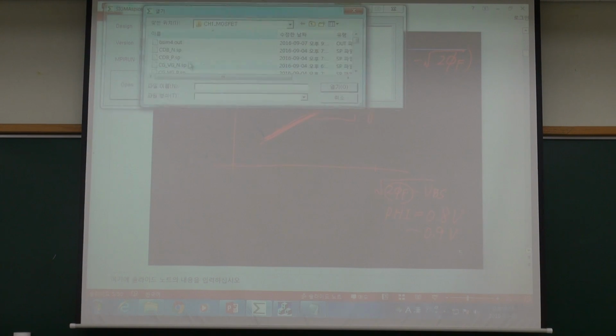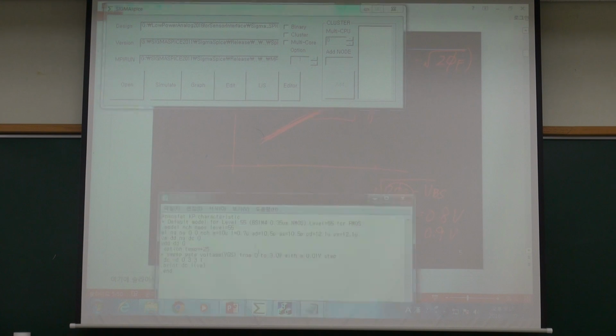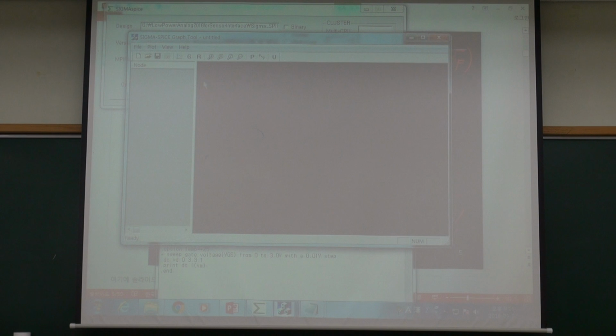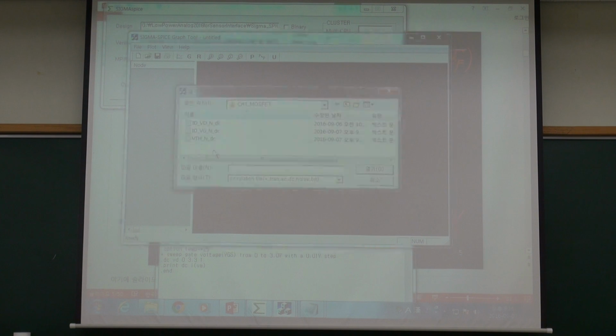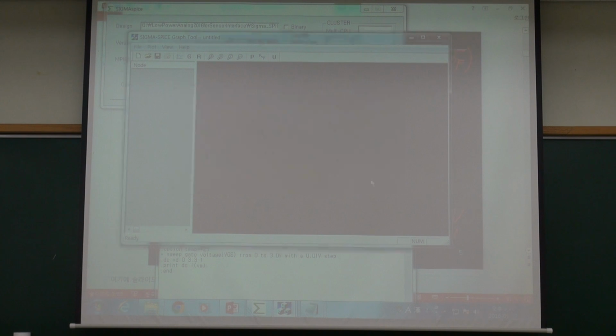am I open? Yeah, open it. Where is my Kp? Oh yeah, here. Let's look at it. Yeah, looks fine. Okay, simulate graph. And then, it doesn't work. I got some problem here, right?